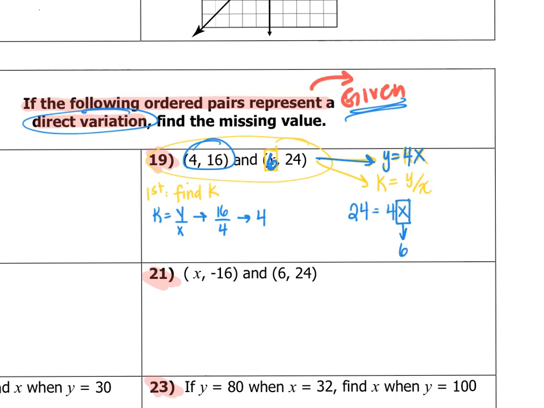Since the constant of variation is 4, that means that y is equal to 4 times x. 16 is equal to 4 times 4. 24 is equal to 6 times 4.